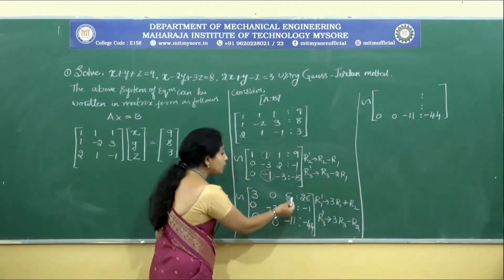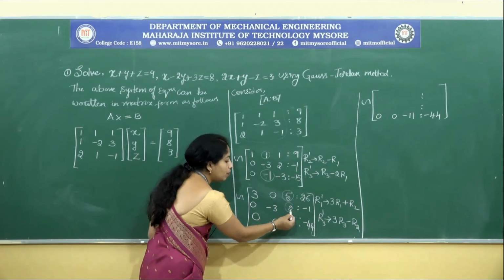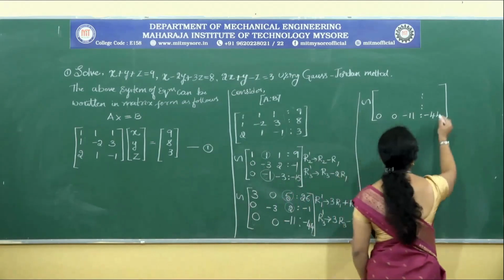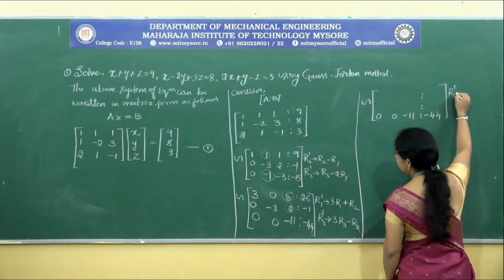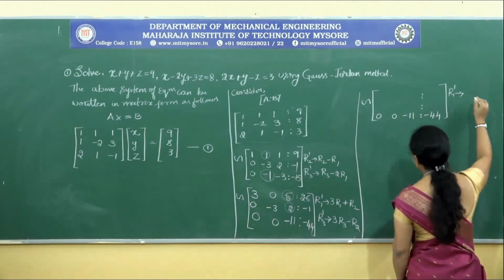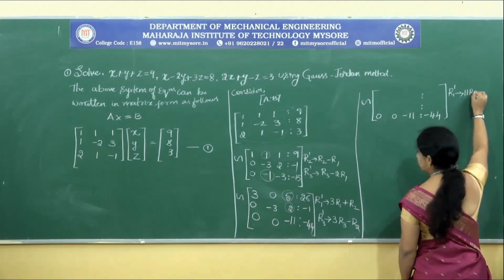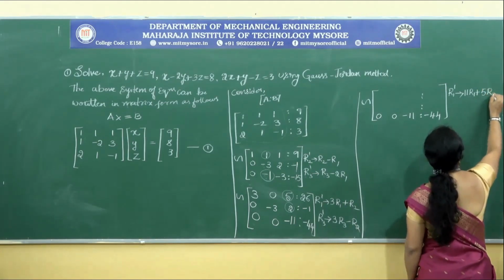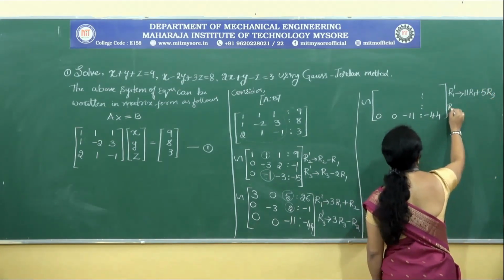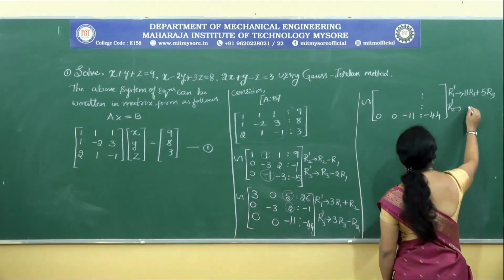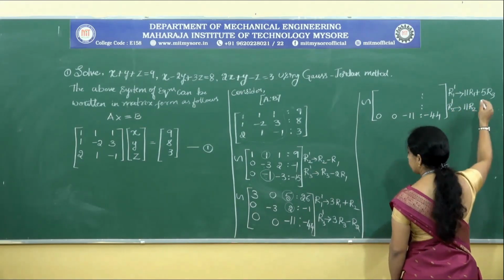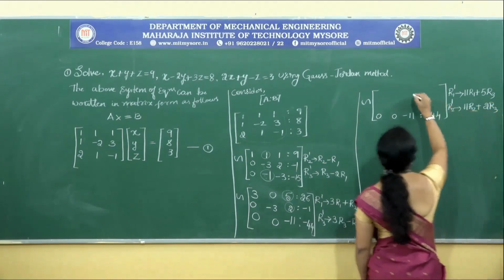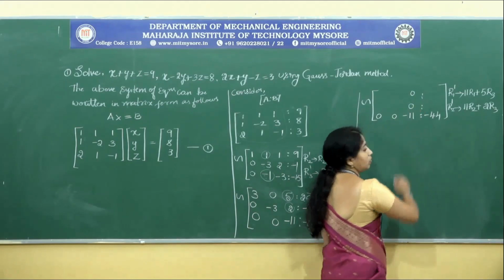Now here we are supposed to make these two elements 0 by using this element. The row operation will be R1 dash equals 11 R1 plus 5 R3. Then R2 dash will be 11 R2 plus 2 times R3. Now these two elements are 0.